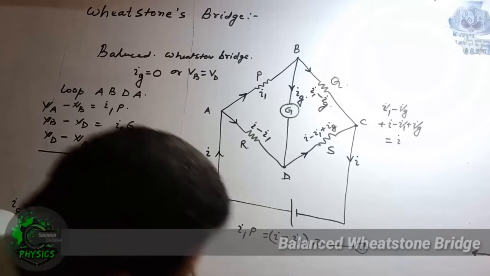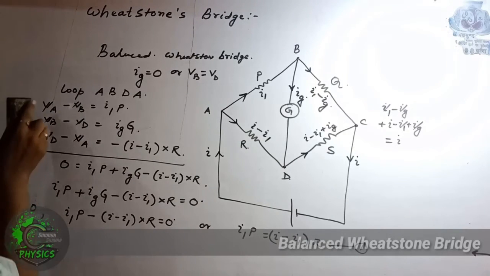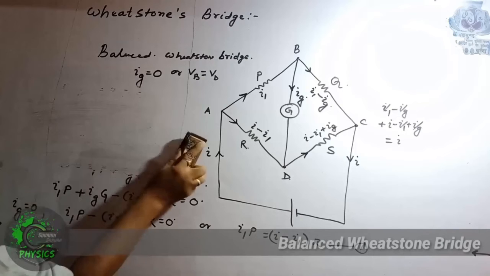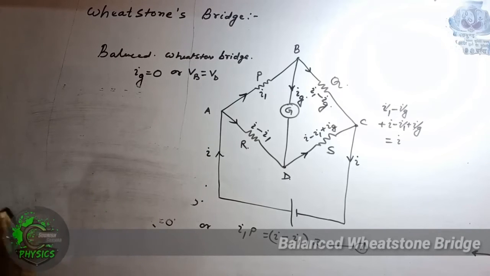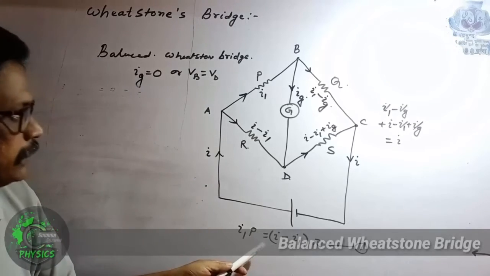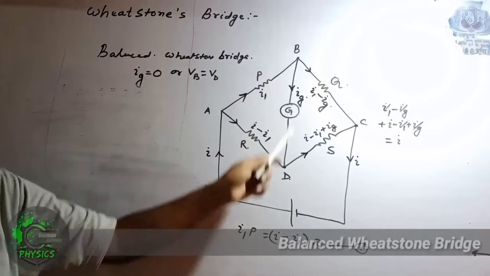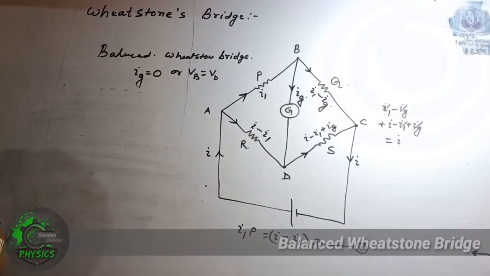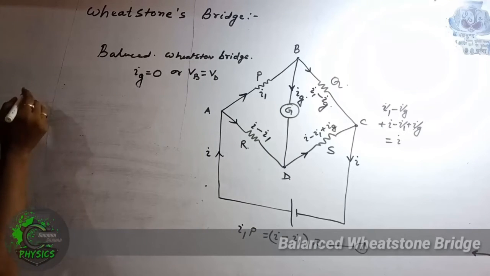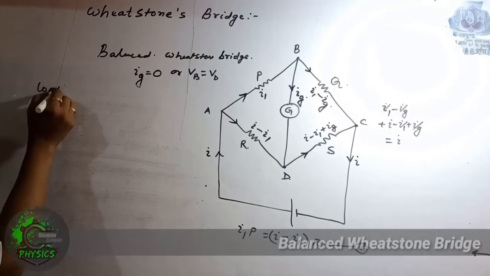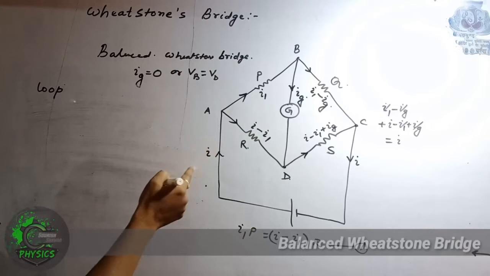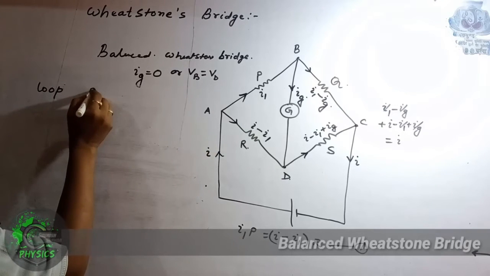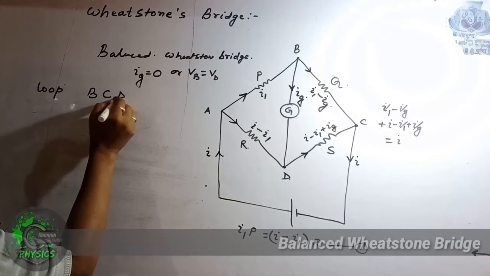Now, let us consider the other loop. This is the equation we derived by solving the first loop A, B, D, A. Now, we consider the second loop. Which loop are we going to consider now? B, C, D, B. Loop B, C, D, B.